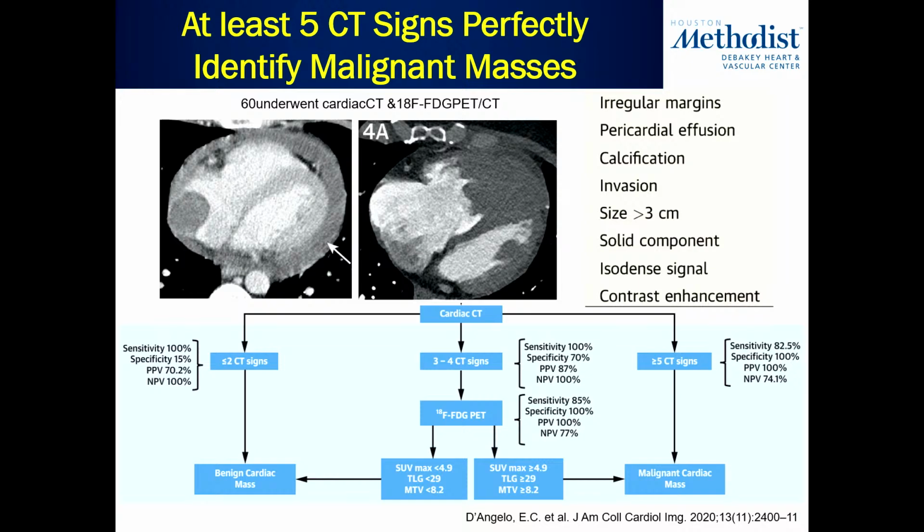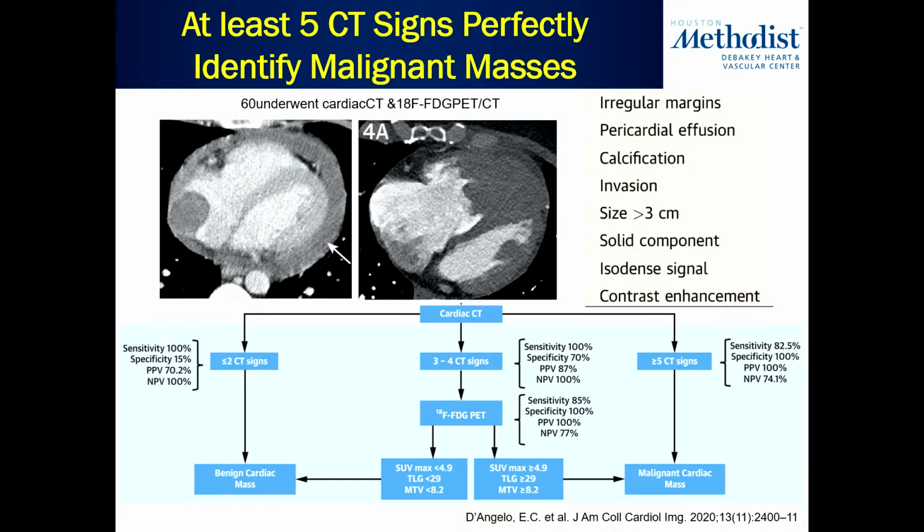And some of this is common sense. If you see contrast uptake, a very large mass that's invading, we all know that this is more than likely a malignant lesion. On the flip side, if you had less than 2 criteria, the probability of it being a malignant mass was lower, and the specificity was only 15%. In this study, what they also did was, if your patient had only 3 to 4 of those findings, they actually found the addition of cardiac FDG PET to be very helpful.